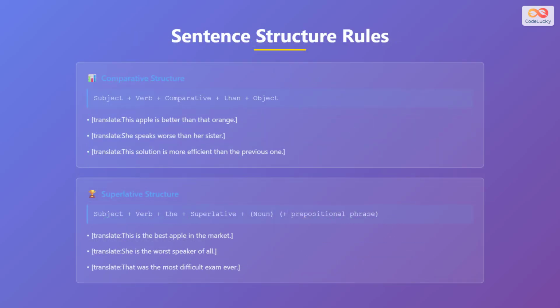Let's look at the correct sentence structures. For comparatives, the formula is subject plus verb plus comparative plus than plus object. Example, this apple is better than that orange. Another example, she speaks worse than her sister. For superlatives, the formula is subject plus verb plus the plus superlative plus noun, sometimes with a prepositional phrase. Example, this is the best apple in the market. Another example, she is the worst speaker of all. Always remember to include than with comparatives and the with superlatives.